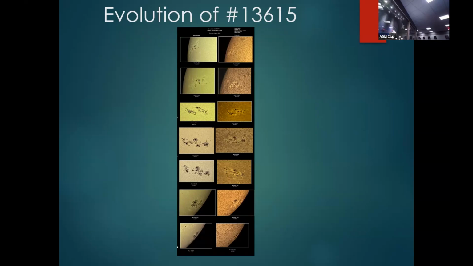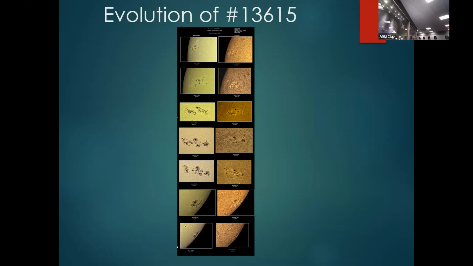Evolution of the sunspot group 13615. Now, I was able to image this. This is white light here, and this is H-alpha light. You can see I colorized it because it looks more appealing. This is one very interesting sunspot group, 13615, on the eastern limb. Now there are light clusters of spots and all. Then look what happened. As time progresses during the week, you can see how they form.